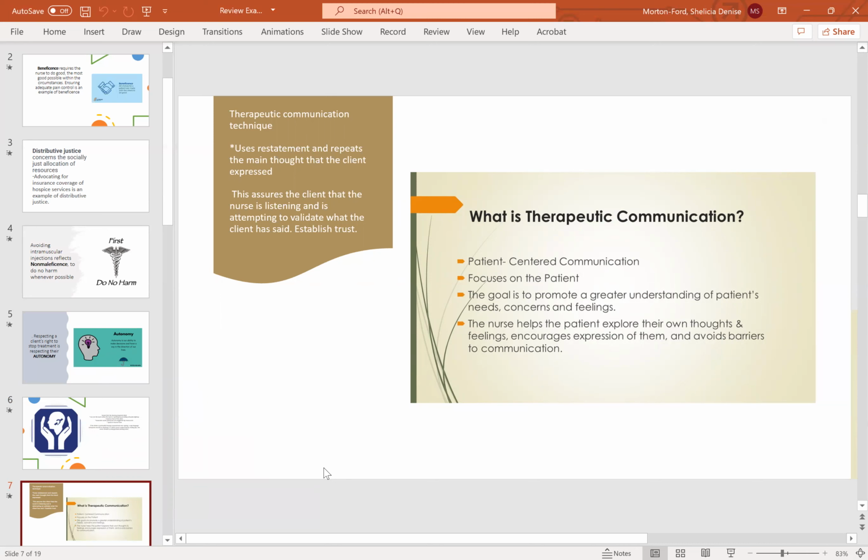And if you're just trying to gather more information to give to the healthcare provider, restating and repeating the main thought of what they express will allow them to be more compliant with answering your questions. And if you're trying to do a procedure, they'll be more compliant in letting you do that procedure. Because again, therapeutic communication focuses on the patient. The goal is to promote a greater understanding of the patient's needs. You're trying to gain a better understanding of the way they're feeling.